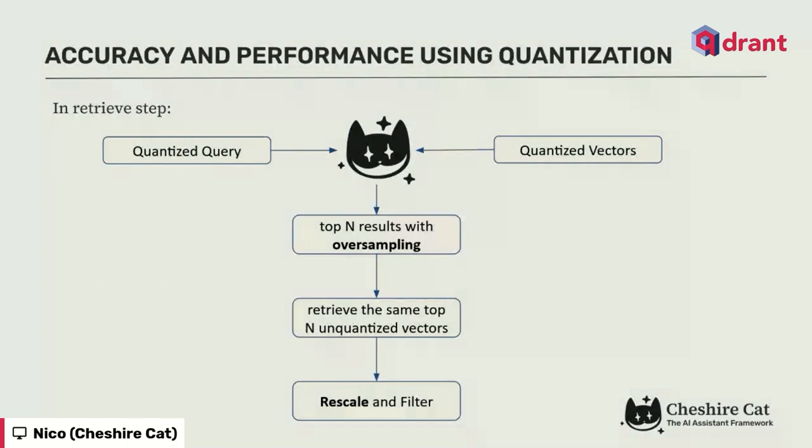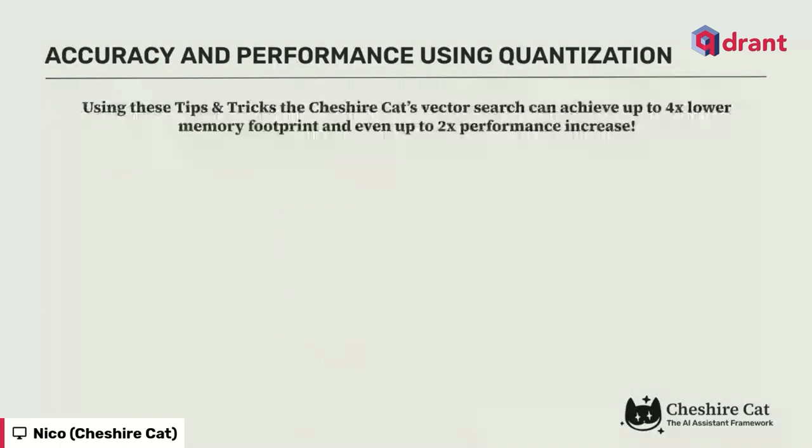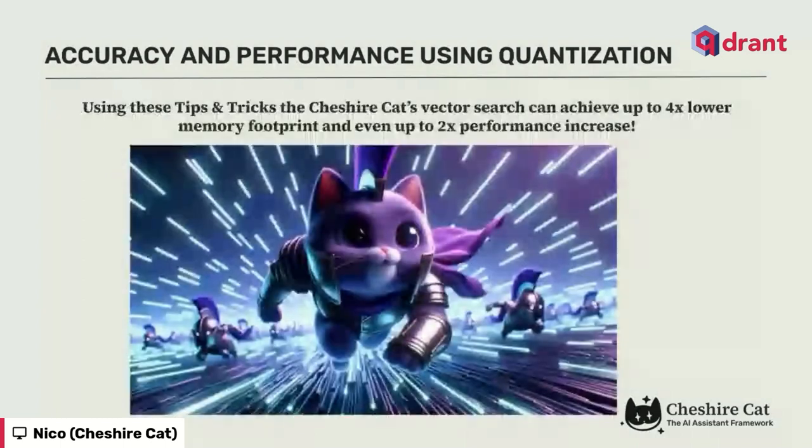This is an improvement because the retrieve step is so fast. Yes, because using these tips and tricks, the Cheshire Cat vectors achieve up to 4 times lower memory footprint and 2 times performance increase. We are so fast using this Qdrant feature.